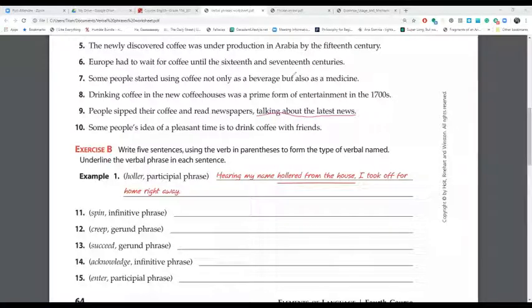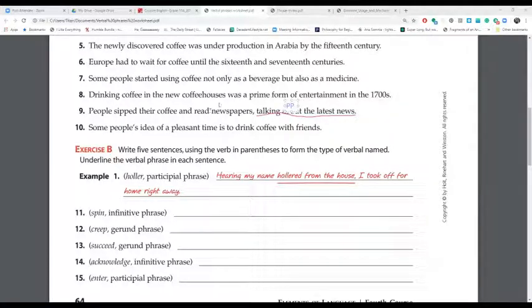Yes, it is a participle phrase because it is modifying people. It is modifying what these people were doing at the time. It's not modifying the verb sip. It's not modifying anything other than what people were doing at the time. So it is a participle phrase. Good job, everybody. Seems like this is getting a little bit easier, I hope. So this is a participle phrase.